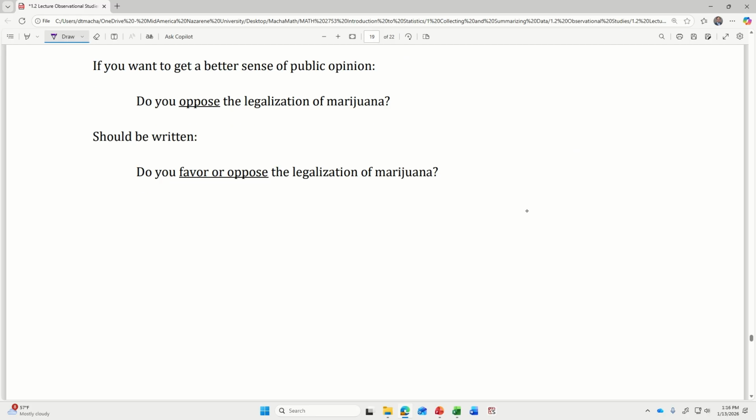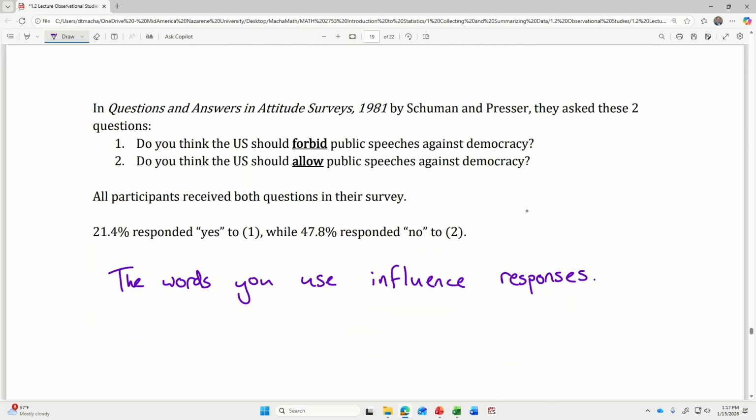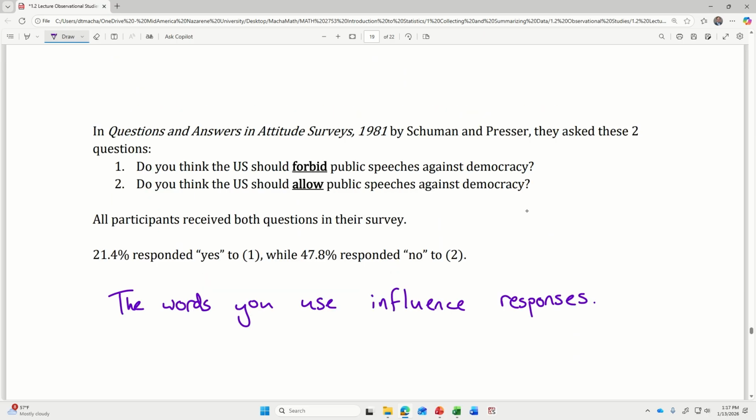So, this is the best practice that statisticians would recommend if you're asking a survey question. Instead of just asking, do you oppose the legalization of marijuana? You're supposed to say, do you favor or oppose? That reduces bias by just a little bit by changing the wording. In the previous example, they should have said, do you think the US should allow or forbid public speeches against democracy, right?